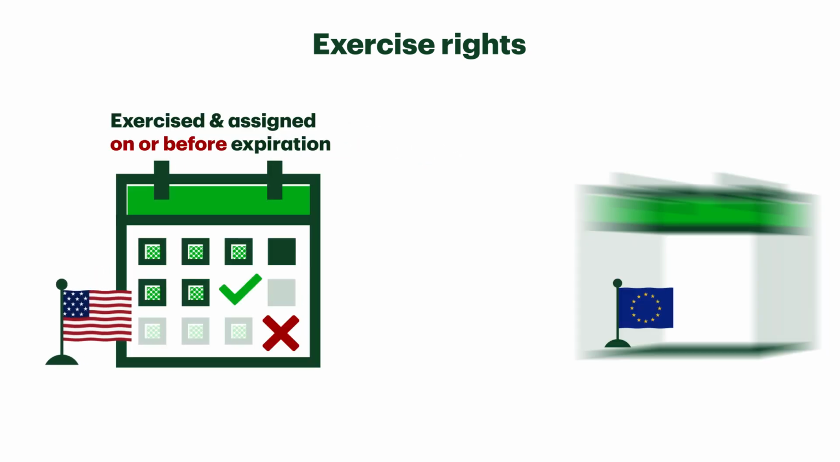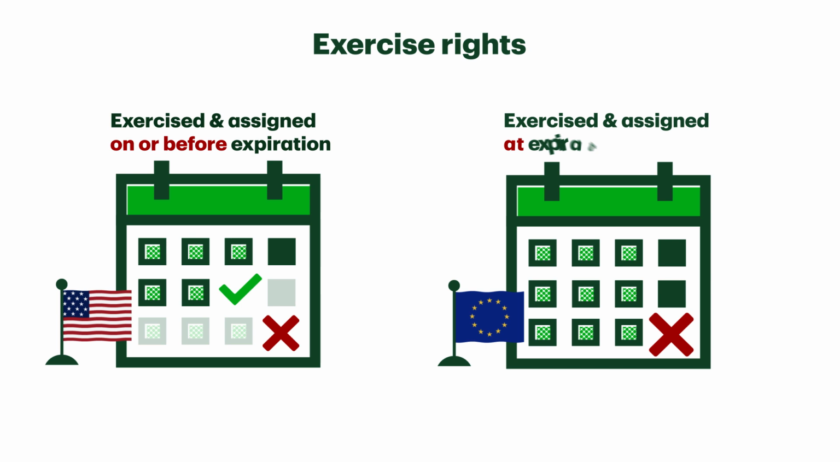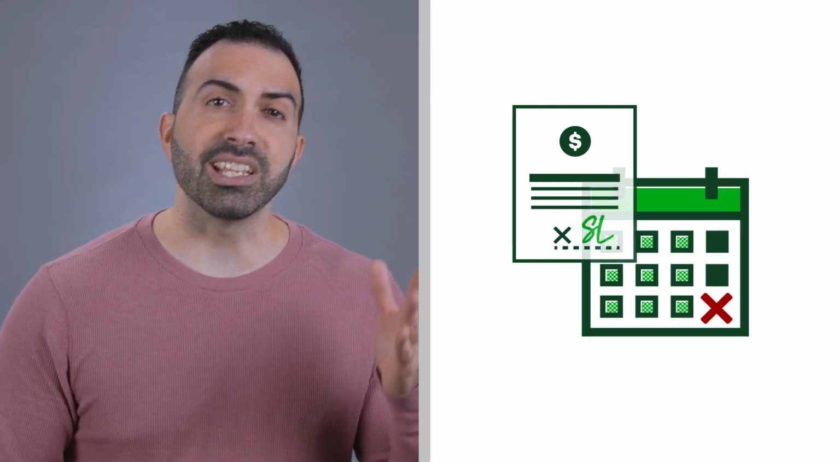It's a different story for European options. They can only be exercised and assigned at expiration. This makes them less flexible than American options, but also more predictable for the seller. After all, it's easier to manage risks when you know when the contract might be assigned. Now, European options holders aren't necessarily stuck with their contract until expiry. Just like American options holders, they can still trade the contract to close their position before the expiration date if they want to avoid exercise or assignment.